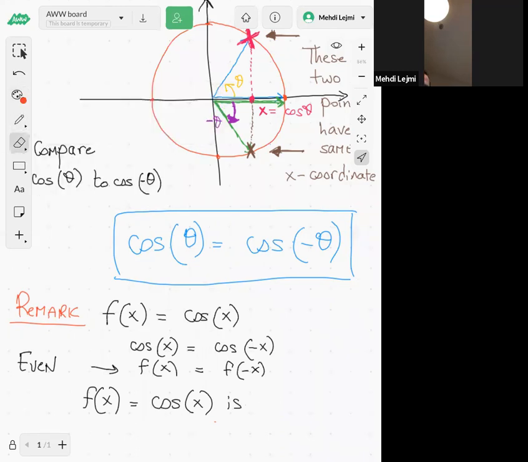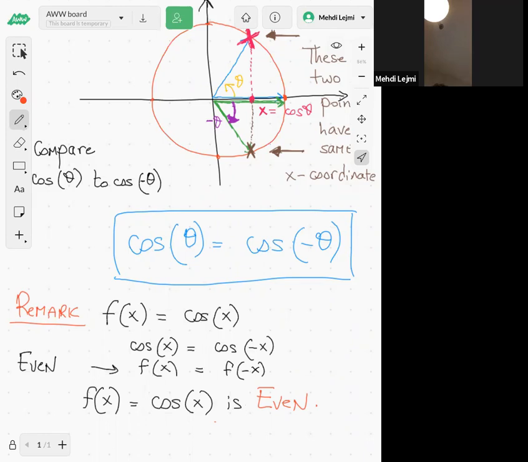So you see, this is an example which is not like some power of x. This is a different function, right? So this function is actually even. This cosine of x is even. Right, so this is a very nice property.